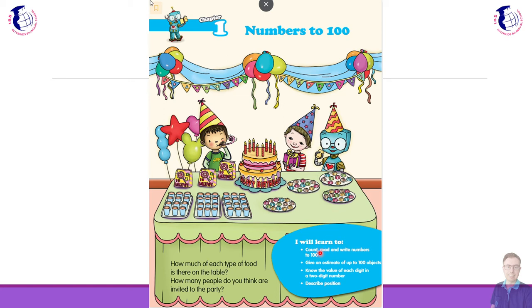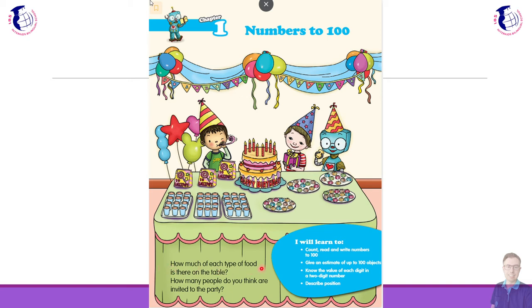So here are the learning objectives for chapter number 1. I will learn to count, read and write numbers to 100. Give an estimate up to 100 objects. Know the value of each digit in a 2-digit number. And describe position. So that's 4 things that we're going to learn in this first chapter. So we have a few questions to look through here.